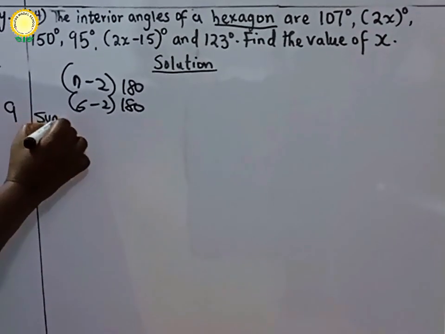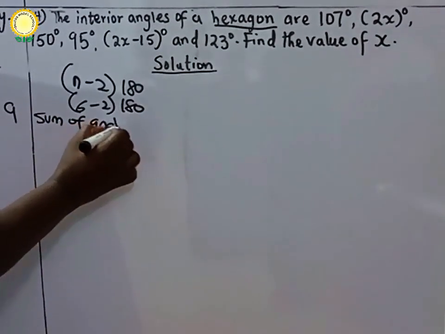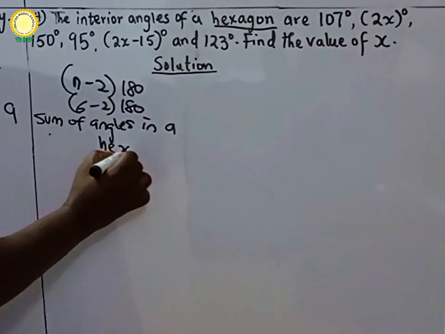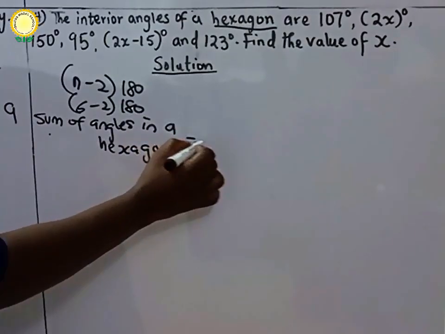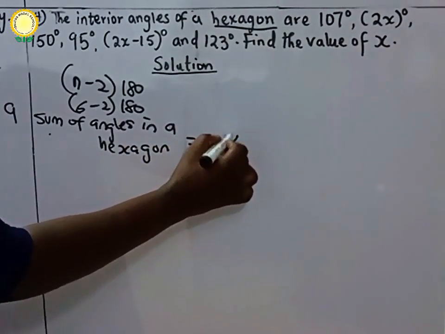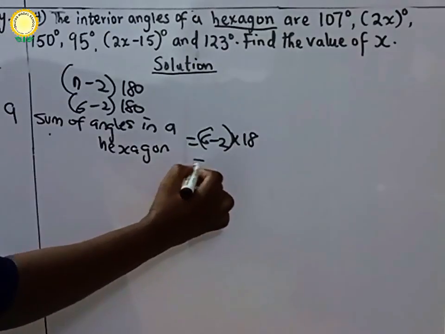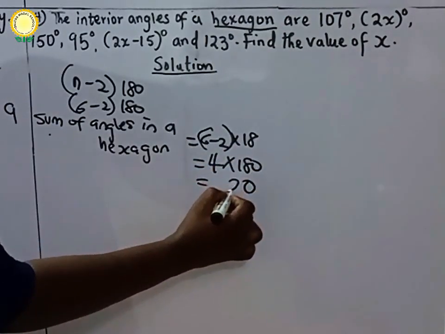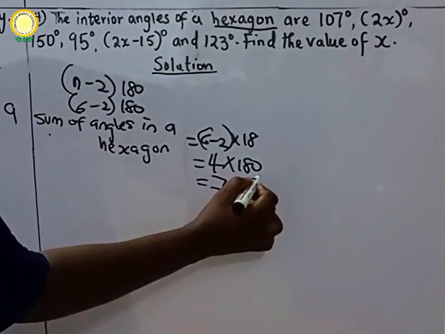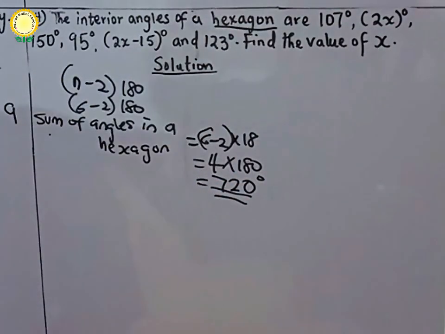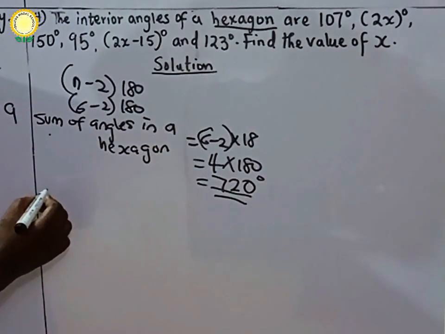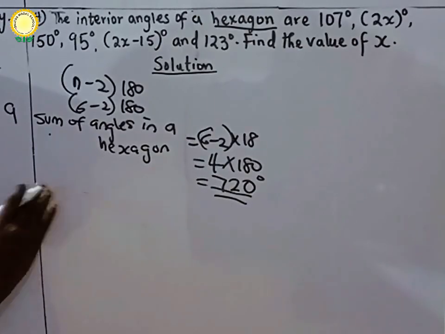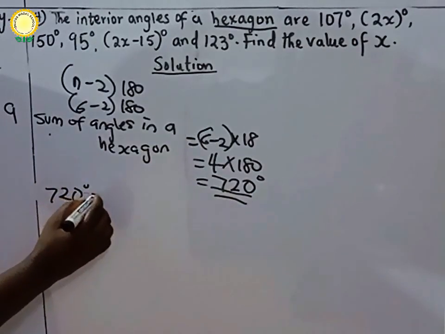Then we have sum of angles in a hexagon equals 6 minus 2 times 180. That will give us what? 4 times 180. That is 720 degrees. Now the next thing is to add up all the angles. Sum of angles, which is 720. We already know it's 720 degrees, right?